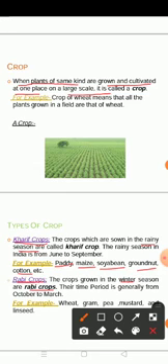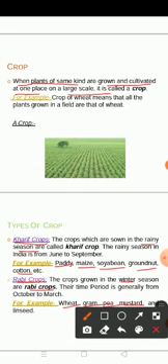The time period is generally from October to March. We grow them in October, and in March we harvest the plants. For example, wheat, gram, pea, mustard and linseed. So these are examples of rabi crops. Now you all are clear with the point.